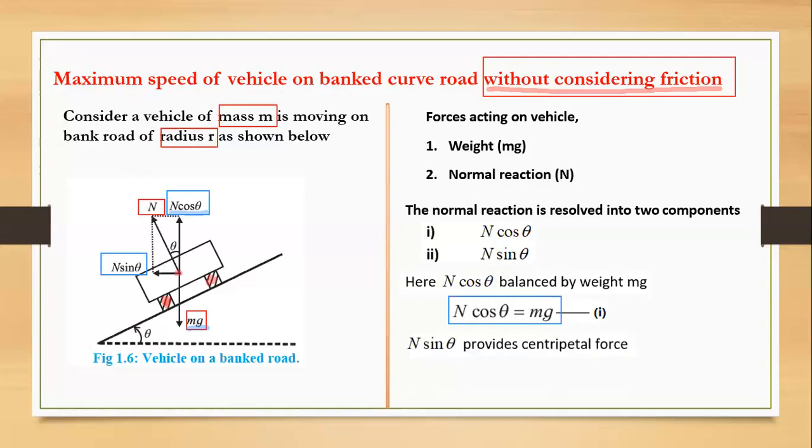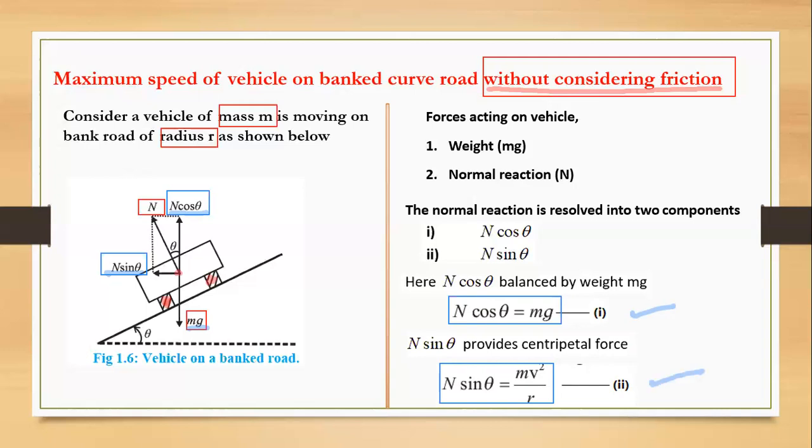Now after that, you know that for motion of a vehicle along this curved path, centripetal force is required. And centripetal force is provided by this component N sin theta, which is toward the center of that circular path. Hence, we write the equation, centripetal force is equal to N sin theta. We get the equation here, N sin theta is equal to mv square by r. So, this is equation number 1, and this is equation number 2.